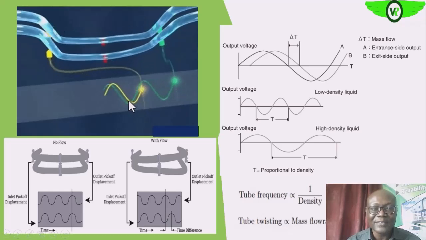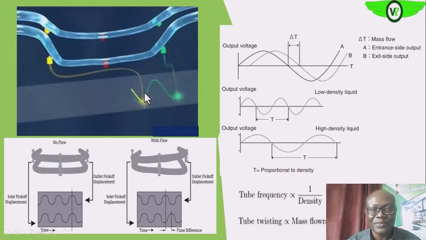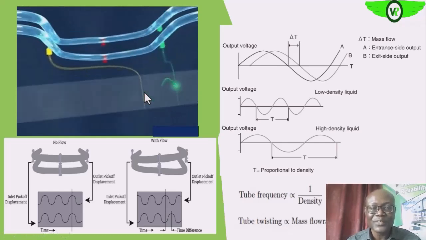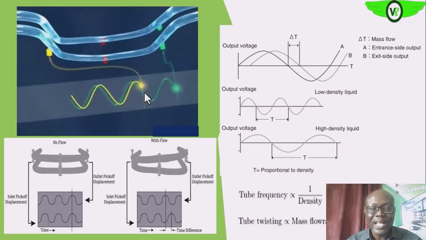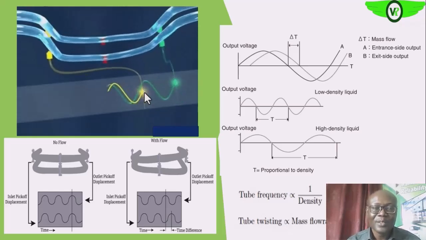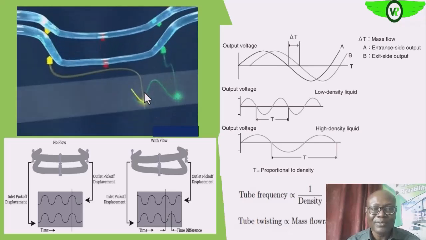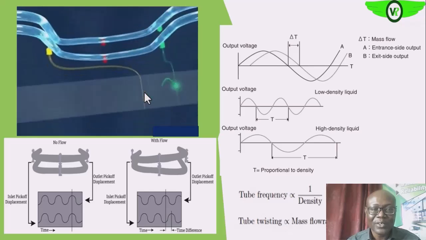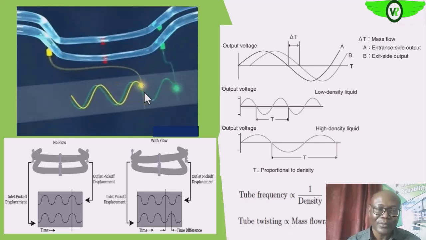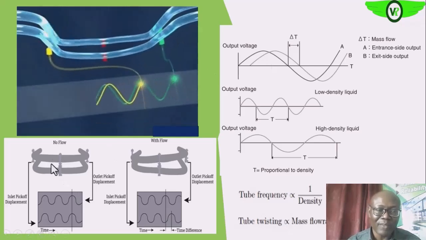So that difference, the phase shift, is what we are interested in, because that shift is determined by the flow rate. As you increase the flow, the shift will be increased. So we have the mass flow rate of the fluid registered on the meter. So this is what we have here.